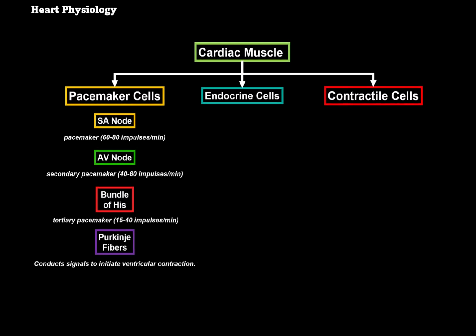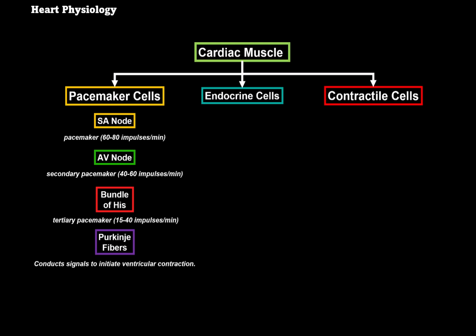The second type of cells are the endocrine cardiomyocytes. These endocrine cells in the heart are located both in the atria and the ventricles. These special cells contain secretory granules filled with hormones that are secreted out in response to stretch of the cardiomyocytes due to an increased blood volume.